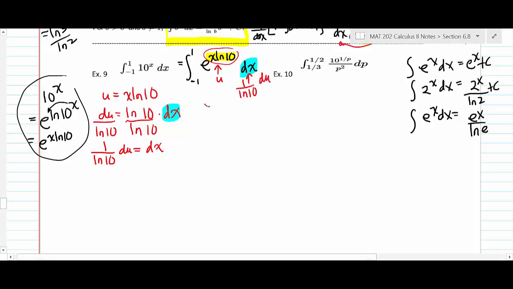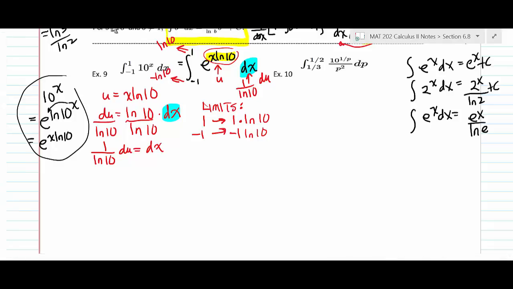We're doing a definite integral, so we might as well adjust the limits while we're at it. The upper limit is 1. The u substitution is x ln 10, so we just do 1 times ln 10, which changes the upper limit to ln 10. The lower limit, same thing: replace x with -1, so that's -1 times ln 10, which becomes -ln 10.